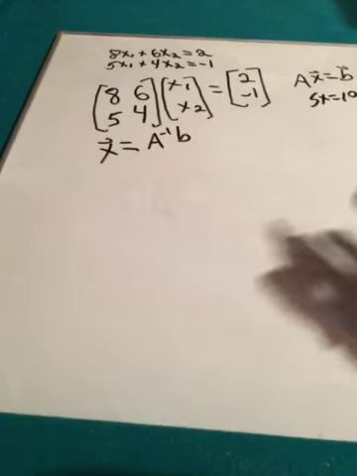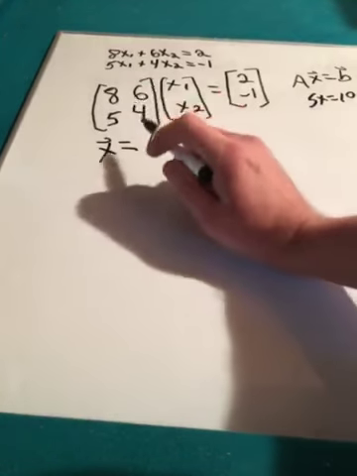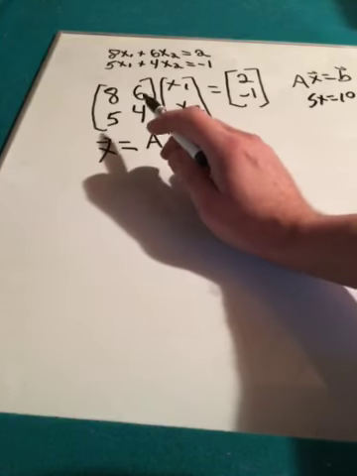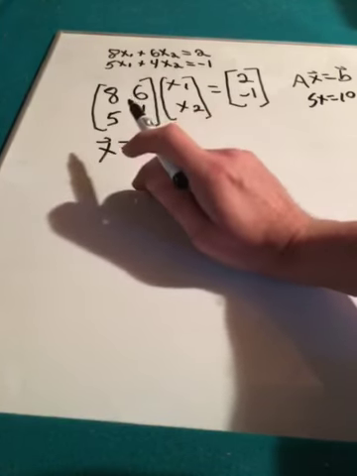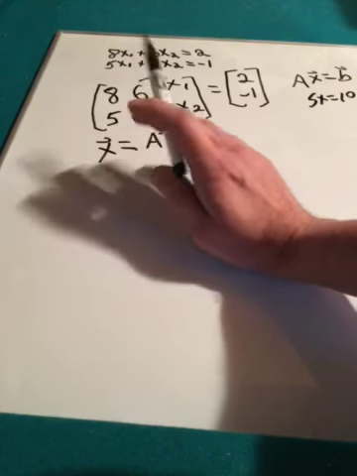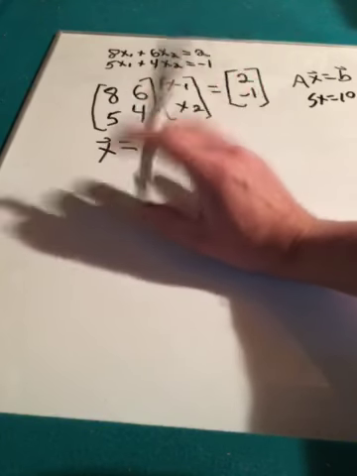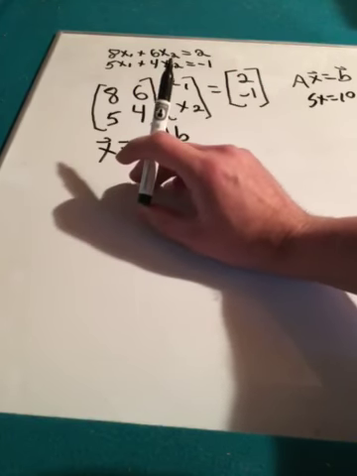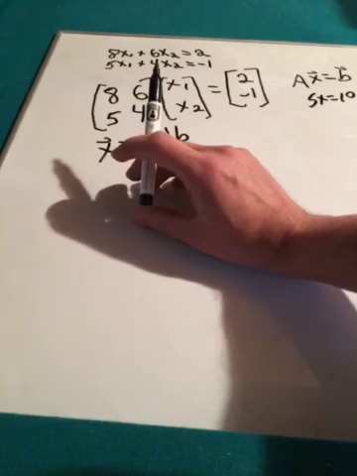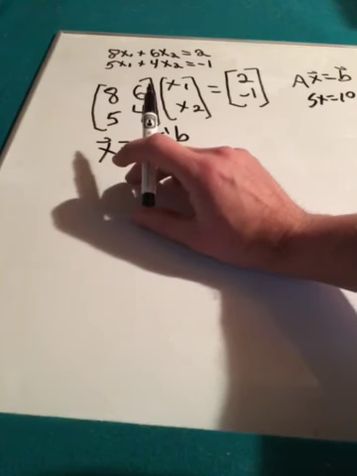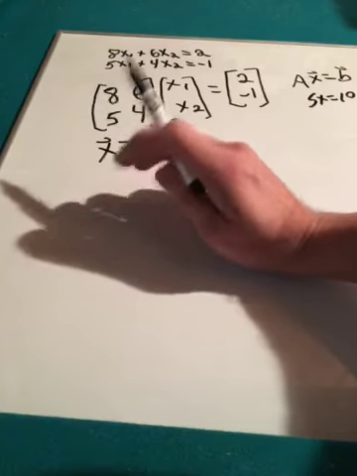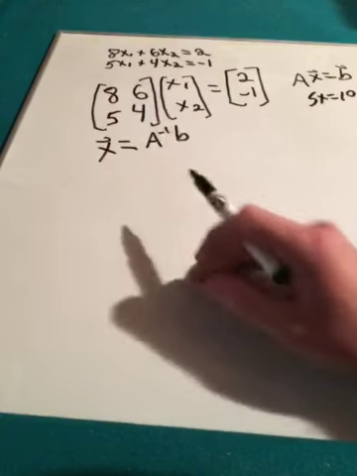Okay, well, how do we find A inverse? Well, we have a 2 by 2 matrix, and finding the inverse of a 2 by 2 matrix is pretty simple. This method only works for 2 by 2s. If you have a 3 by 3 or anything greater than that, you can still find the inverse, but it's a different way to go about it, and this won't work. It only works for a 2 by 2.